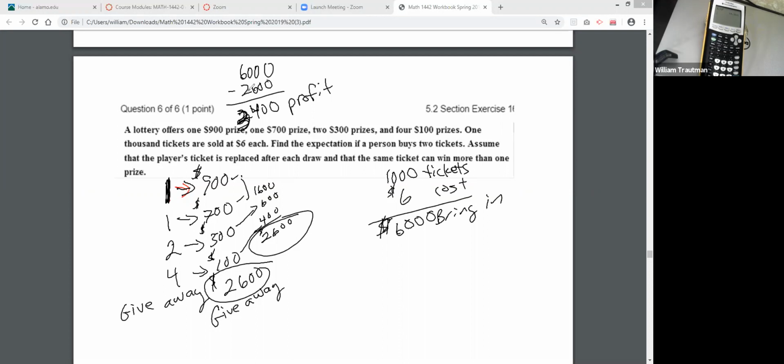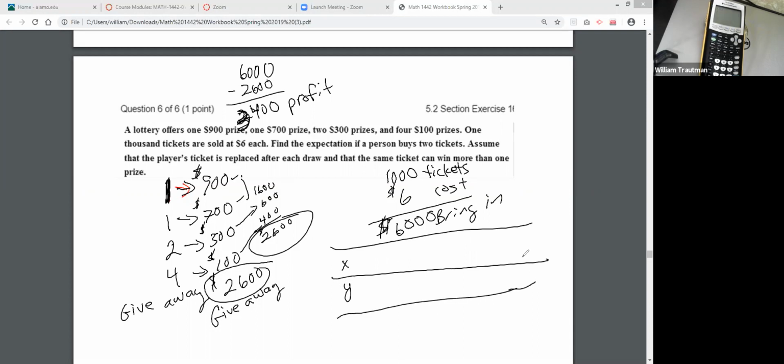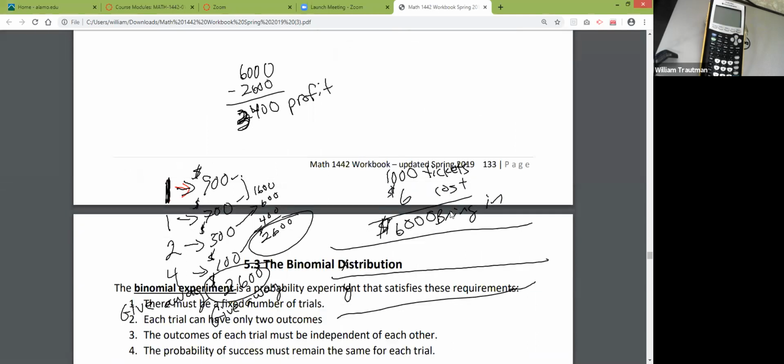All right. So we need to make a table of this. Do they have the table below us? I don't think they do. No, they don't.